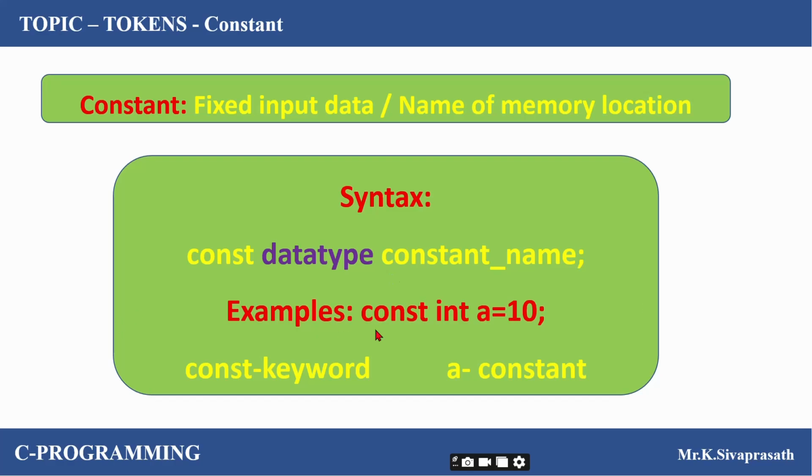Say for example, if we use const int a = 10: in the previous example we took int a = 10, which means that a holds the value of 10 and it can be varied by the user. But when you add const to that, a becomes a constant which will take only the value of 10 throughout the entire program. So const is fixed input data. Depending upon the situation, the program is supposed to use that. So the keyword is used over here, and a becomes a constant.